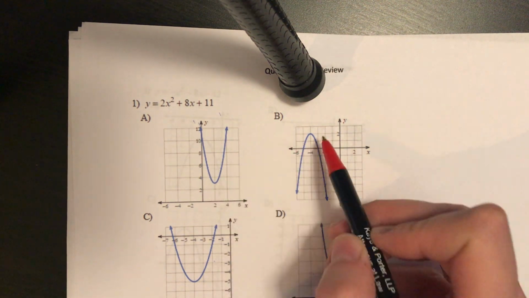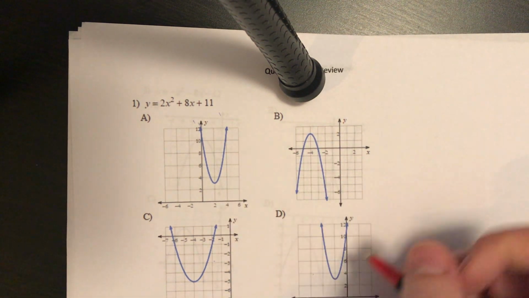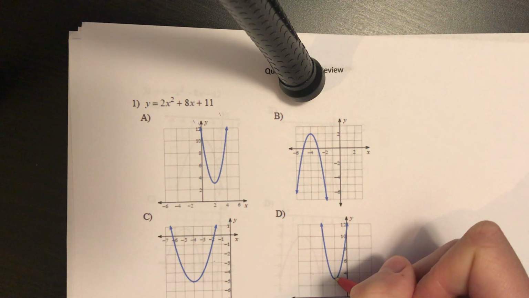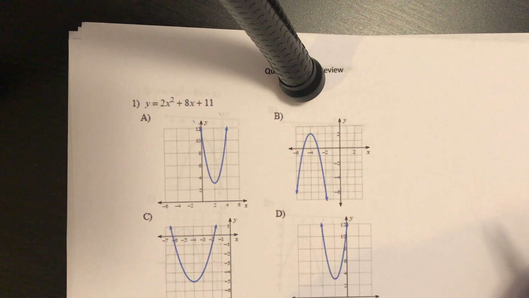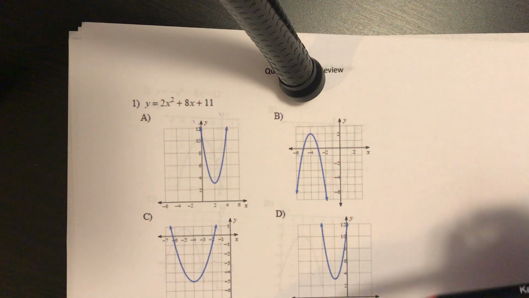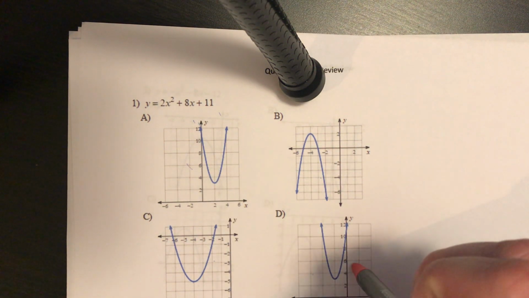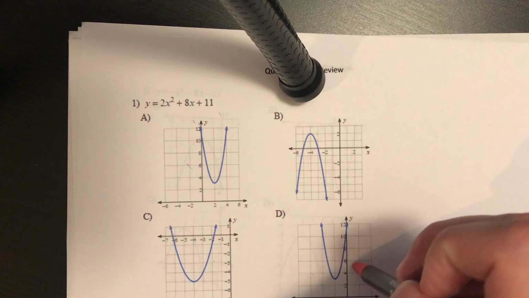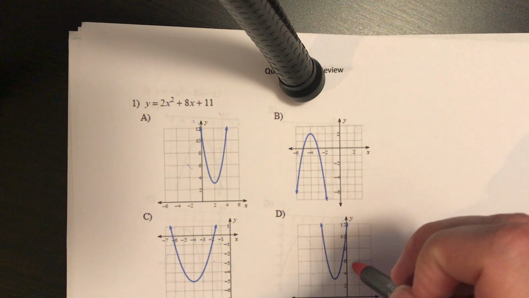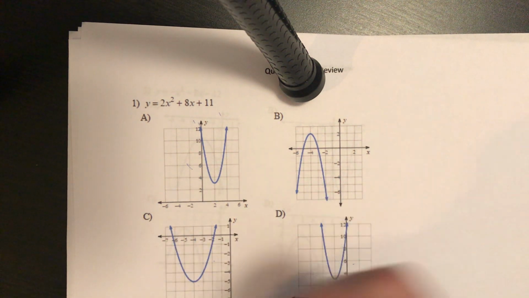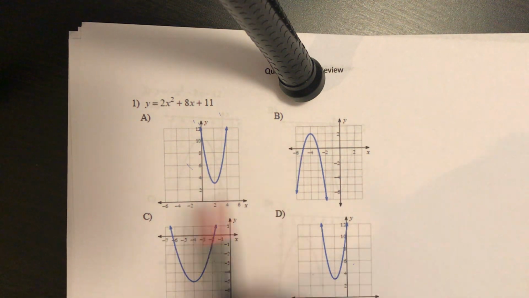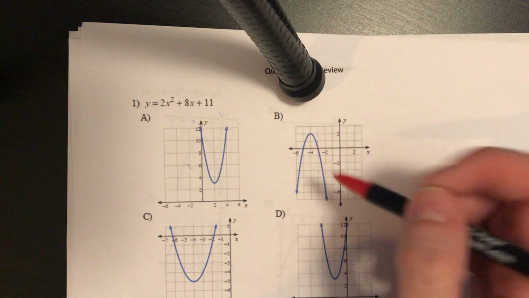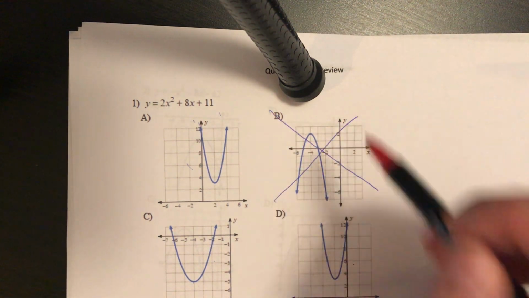Notice all of these have a different vertex, or even a different axis of symmetry. No, these have the same axis of symmetry, okay? But these two don't. And so we can eliminate one immediately from this group. Which one immediately can I eliminate? I would ask you this, and you would say B. Why can I eliminate B right away?